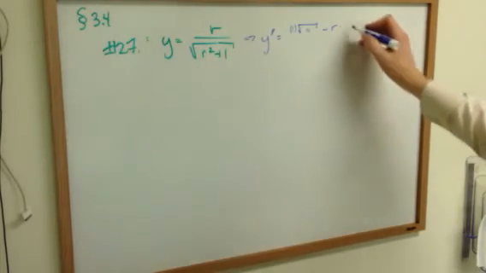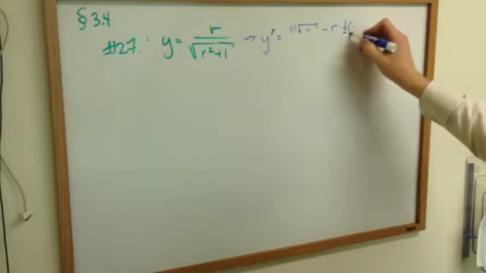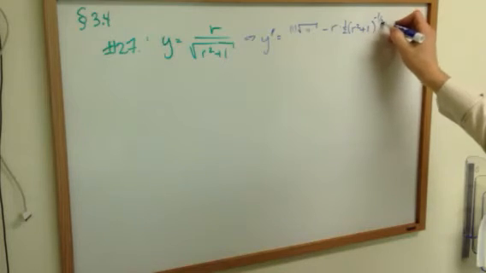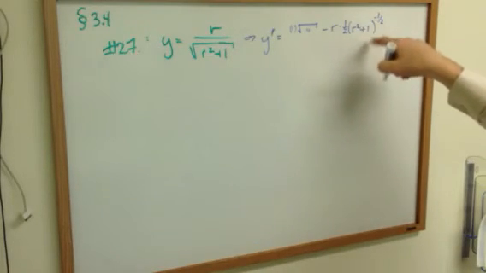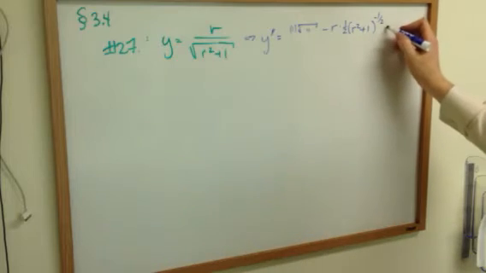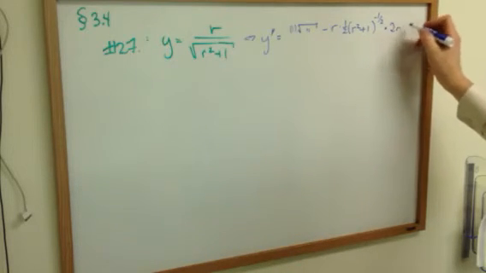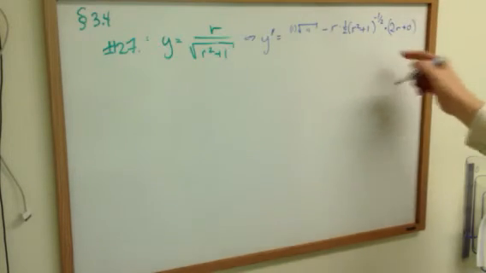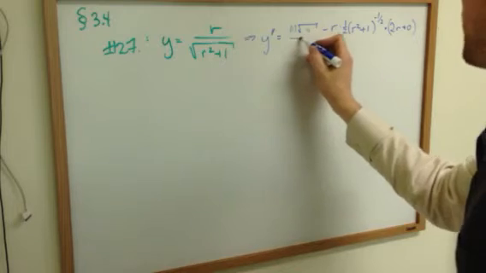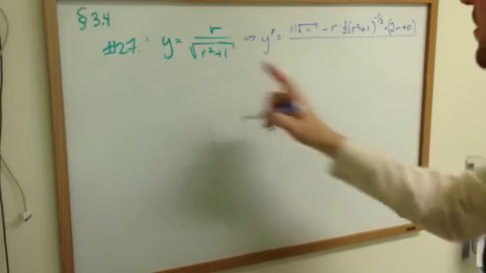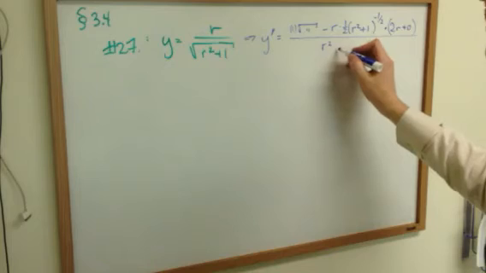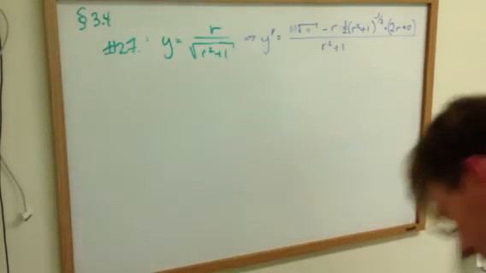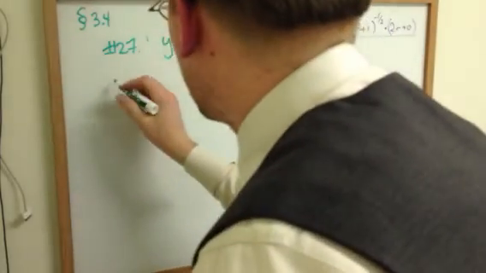The second function has a power. That's 1/2 r squared plus 1 to the negative 1/2. But by the chain rule, I need to worry about the derivative of the internal structure, and that's 2r plus 0, and that would just be 2r. All over the bottom squared. Square root squared is just the value. Number 27, let's try 29.